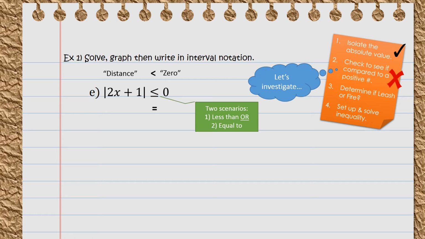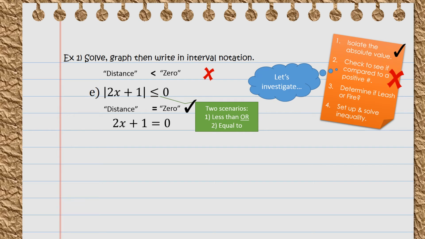Now remember, absolute value is a distance. Can distance be less than 0? No. Can distance be equal to 0? Yes, distance can be 0. So we are going to focus on that.